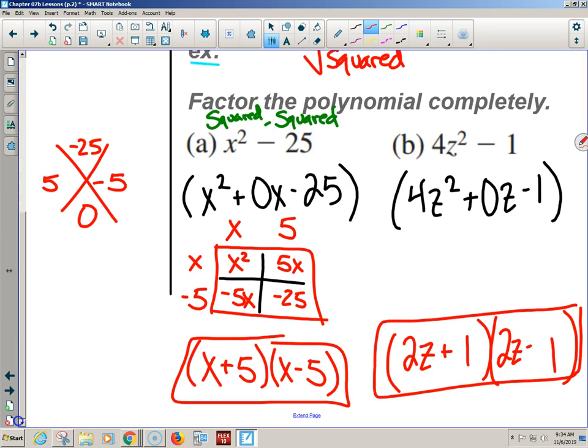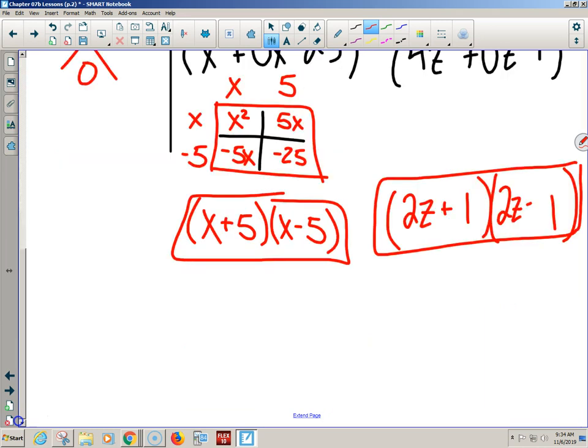Now pause. How can you double check any factoring? Do the opposite. So instead of factoring it out, multiply it together. If we were to multiply it together, this would be x squared minus 5x plus 5x minus 25 if you're a non-box person. And what's going to happen to this guy and this guy? Cancel. Exactly. If you've done it right, you should get your squared minus squared just like you had a second ago. And same thing here.